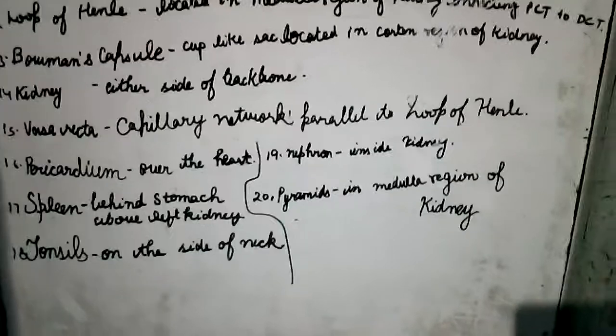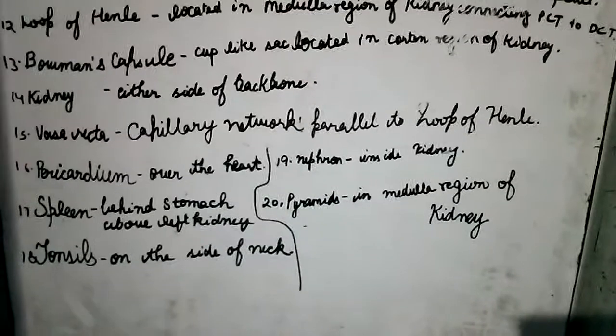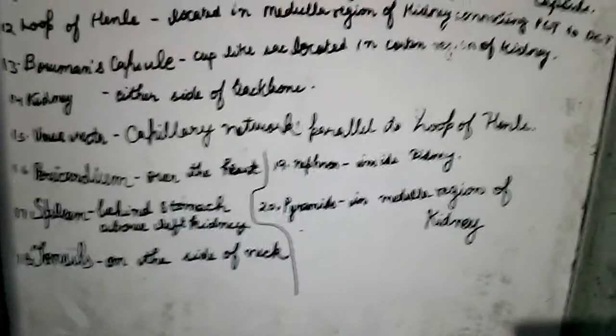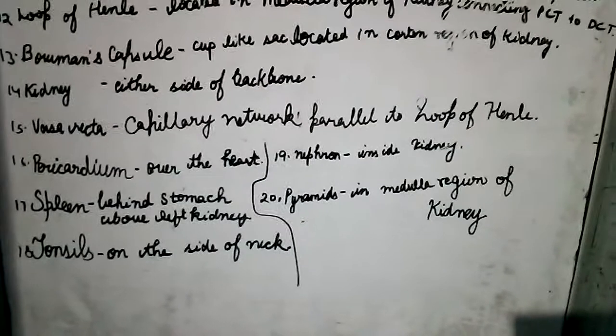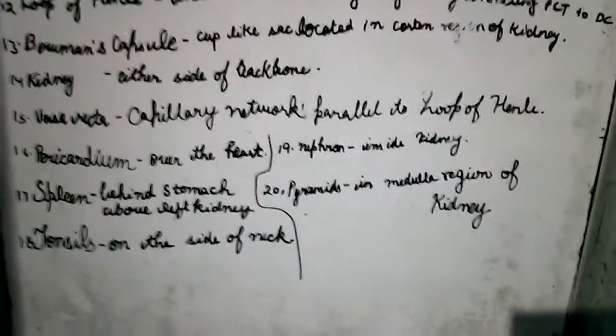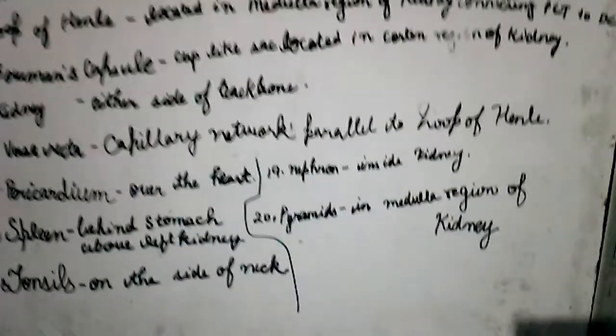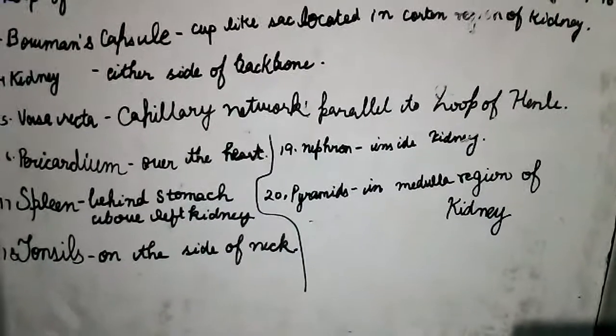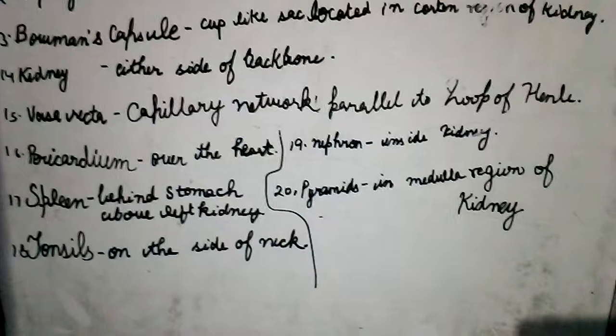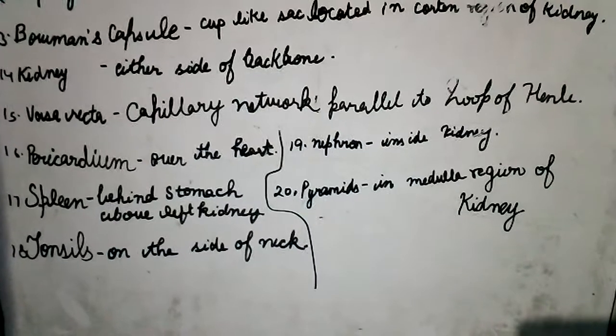17th question, spleen. Spleen is a lymphatic organ. It is an organ of the lymphatic system. It is present behind the stomach and above the left kidney. It is a blood reservoir. It contains a lot of blood and provides the blood in emergency situations when there is shortage of blood in the body. Okay. 18th question, tonsils. Tonsils is also a lymphatic organ. It is present in the neck region.